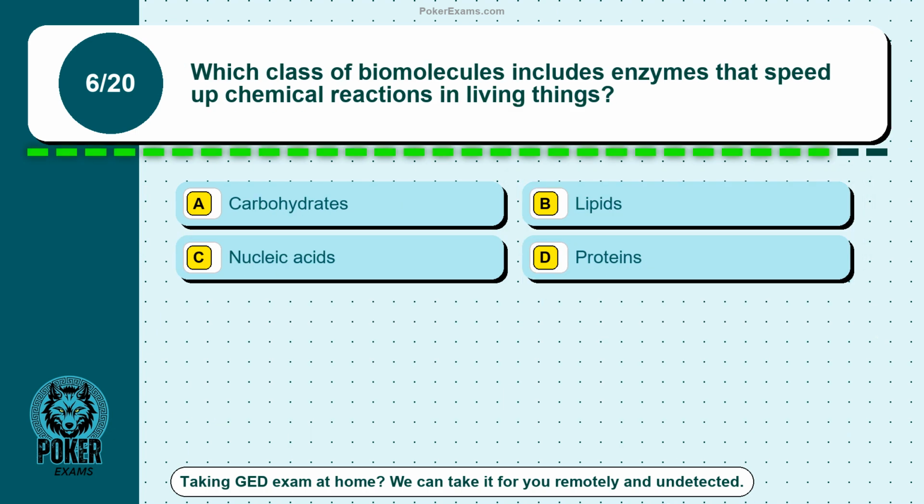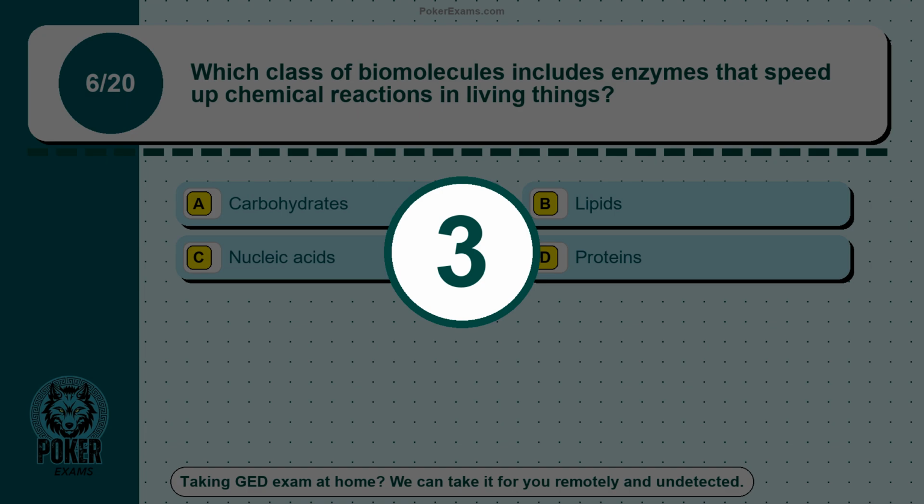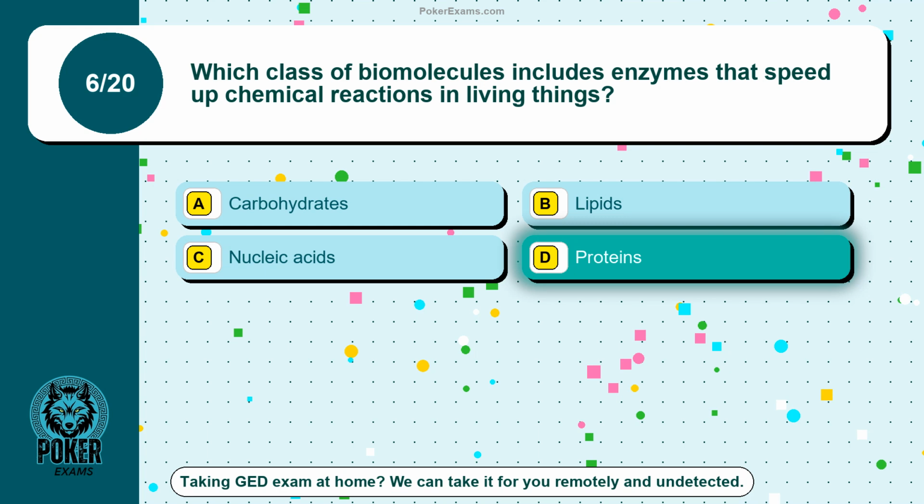Question 6. Which class of biomolecules includes enzymes that speed up chemical reactions in living things? Option A, carbohydrates. Option B, lipids. Option C, nucleic acids. Option D, proteins. The correct answer is option D, proteins.